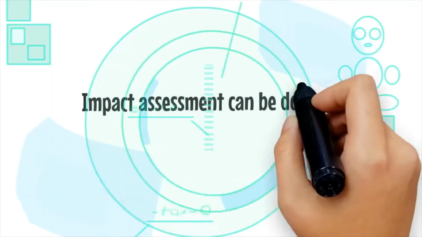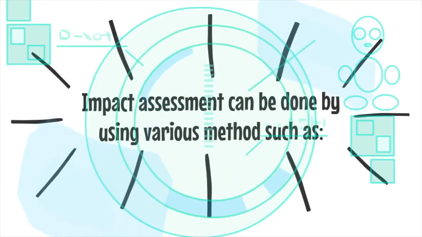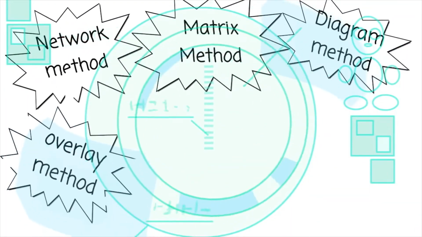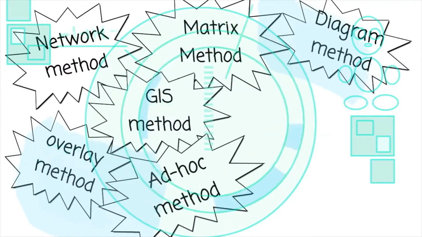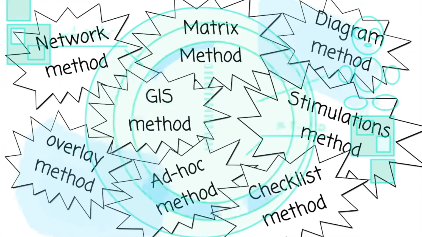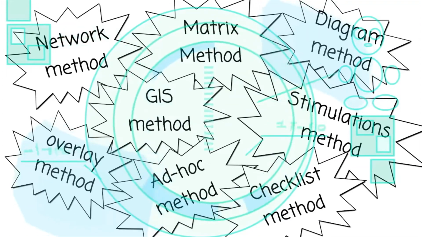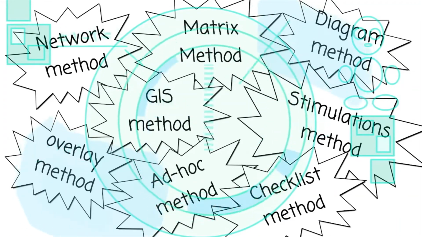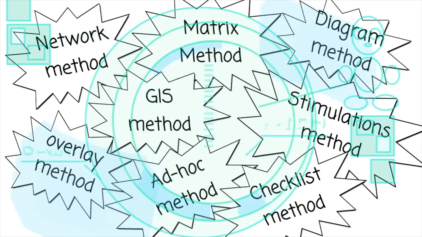Impact assessment can be done by using various methods such as network method, matrix method, diagram method, overlay method, GIS method, simulations method, ad hoc method and checklist method. The checklist method is widely used in Malaysia due to the Department of Environment requirement and the guidelines.